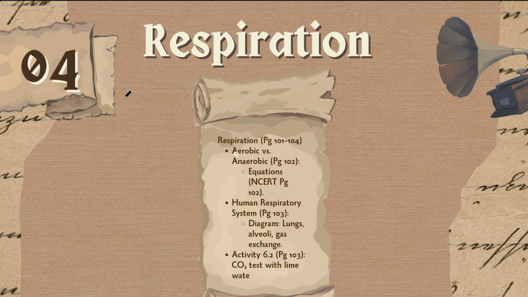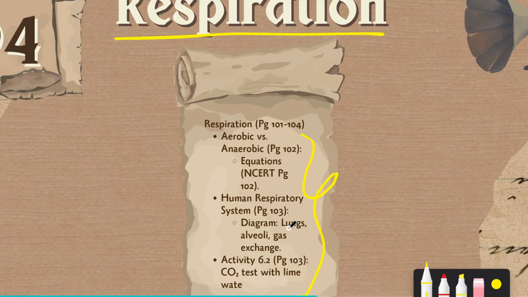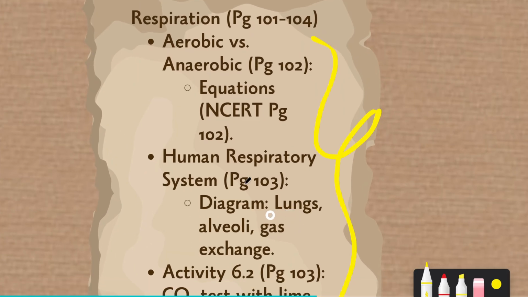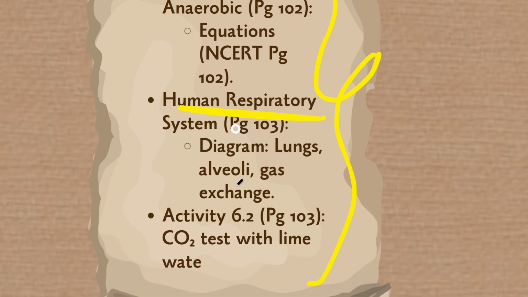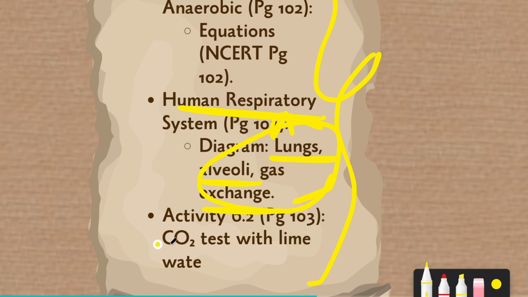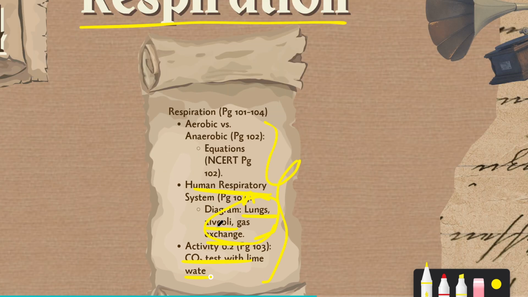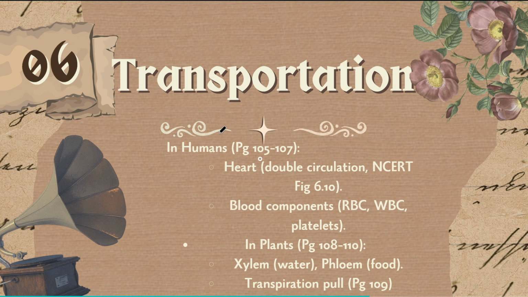So we are going to know about respiration. There are two types of respiration, children: aerobic and anaerobic respiration. Then the human respiratory system, for example a diagram, lungs, alveoli, gas exchange, all these things are going to be included in our human respiratory system. So, carbon dioxide test with the lime water test. That I'm going to tell you later.